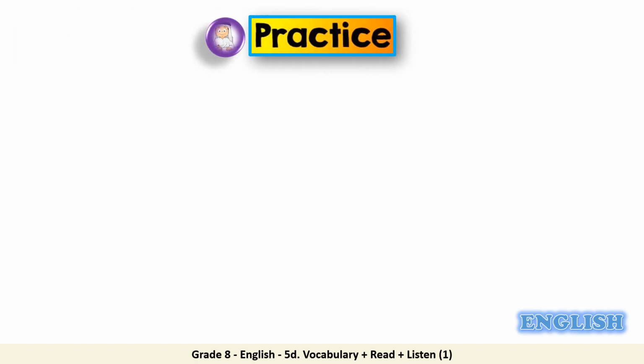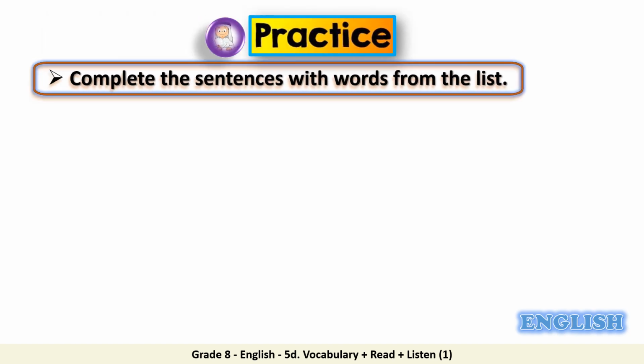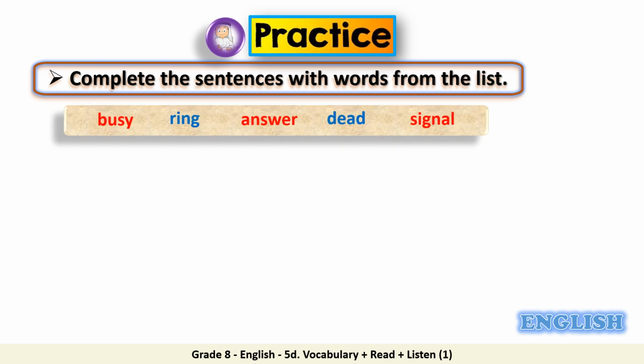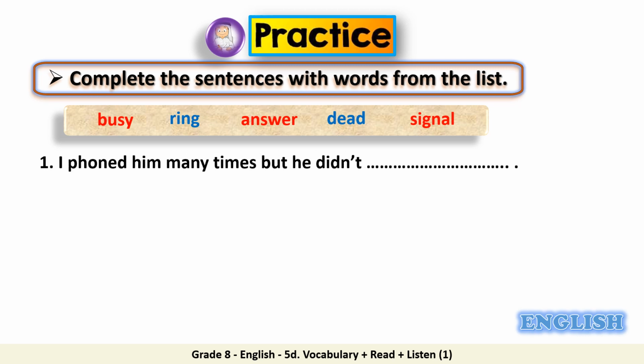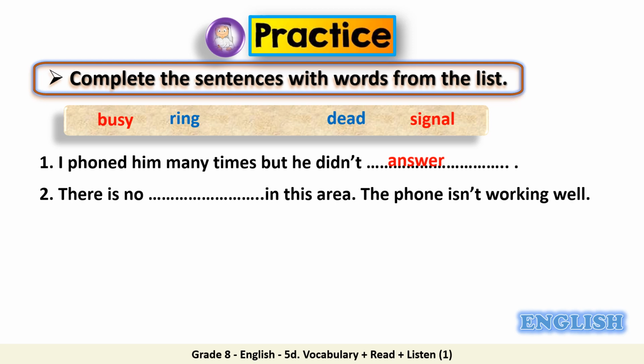Now it's time for practice. Complete the sentences with words from the list. Busy, ring, answer, did, signal. 1. I phoned him many times but he didn't. Very good. Answer. 2. There is no signal in this area. The phone isn't working well.